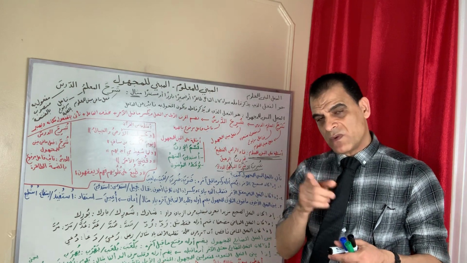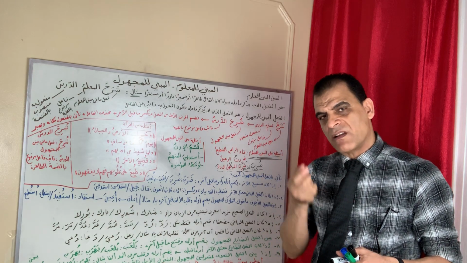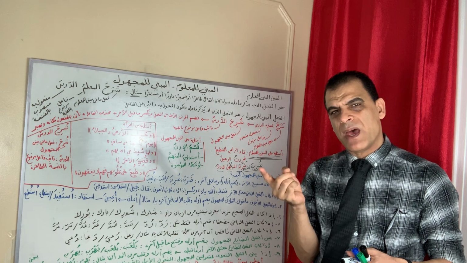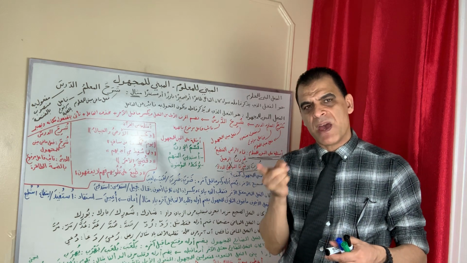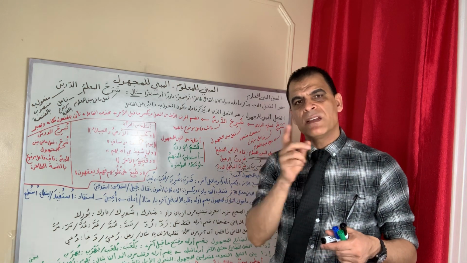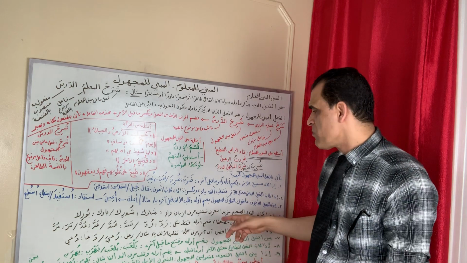Switch الألف in the middle to الياء and put a كسر on the first letter. قال, قيل. باع, بيع. نام, نيم. صام, صيم, and so on.